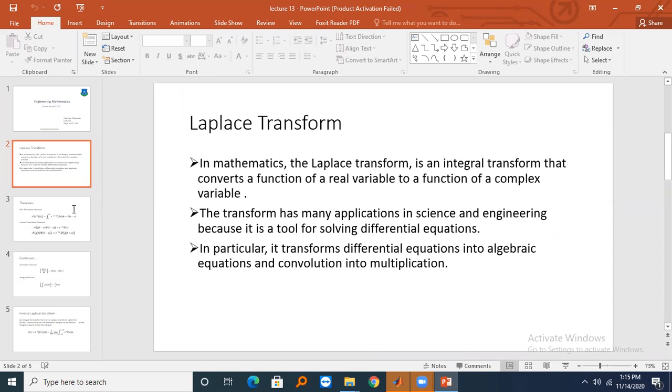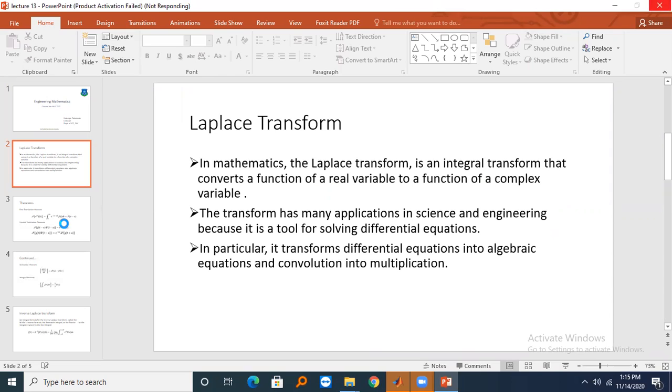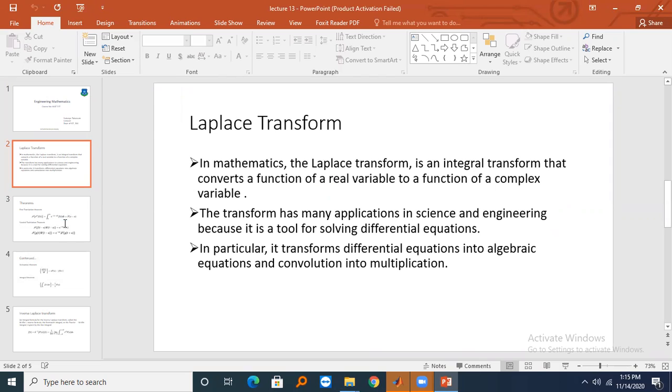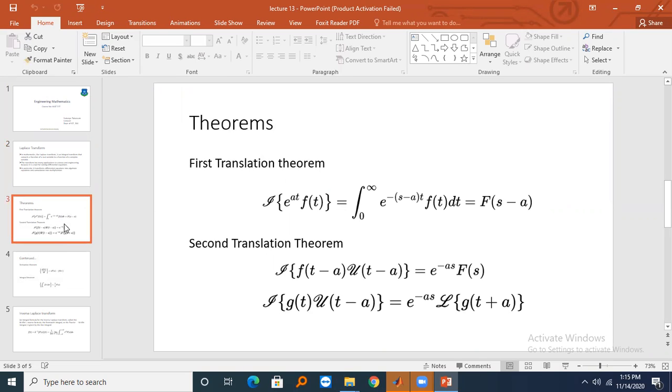Now, we'll learn about the theorems of the Laplace transform. We will learn some theorems of the Laplace transform: the first translation theorem, the second translation theorem, the derivative theorem, and the integral theorem. So now we first look at the first translation theorem.